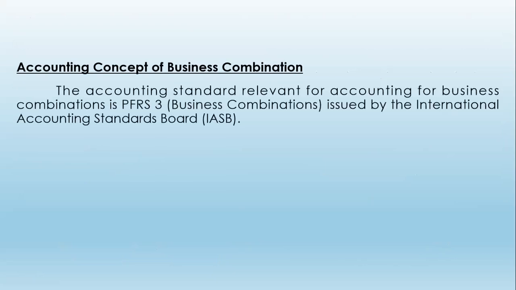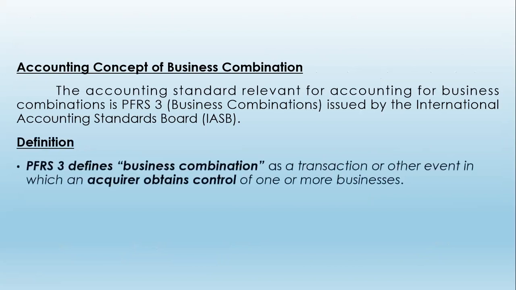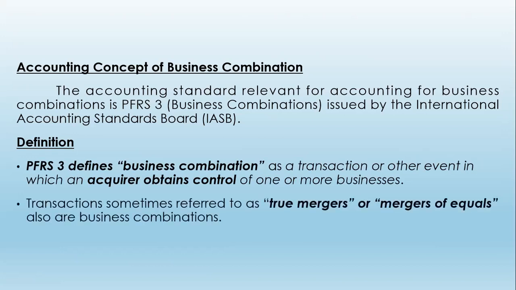Accounting concept of business combination. The accounting standard relevant for accounting for business combination is PFRS 3, Business Combinations, issued by the International Accounting Standards Board. Definition: PFRS 3 defines business combination as a transaction or other event in which an acquirer obtains control of one or more businesses. Transactions sometimes referred to as mergers or mergers of equals also are business combinations.